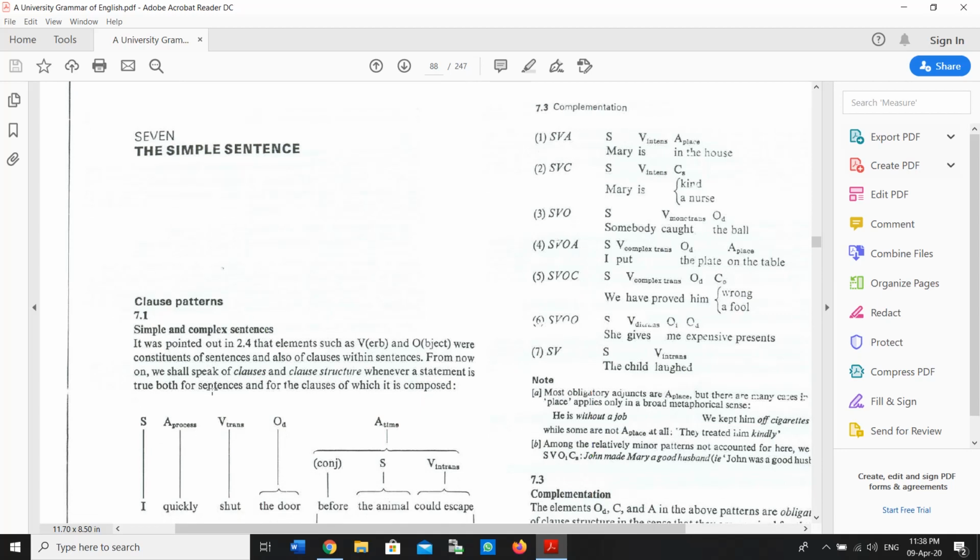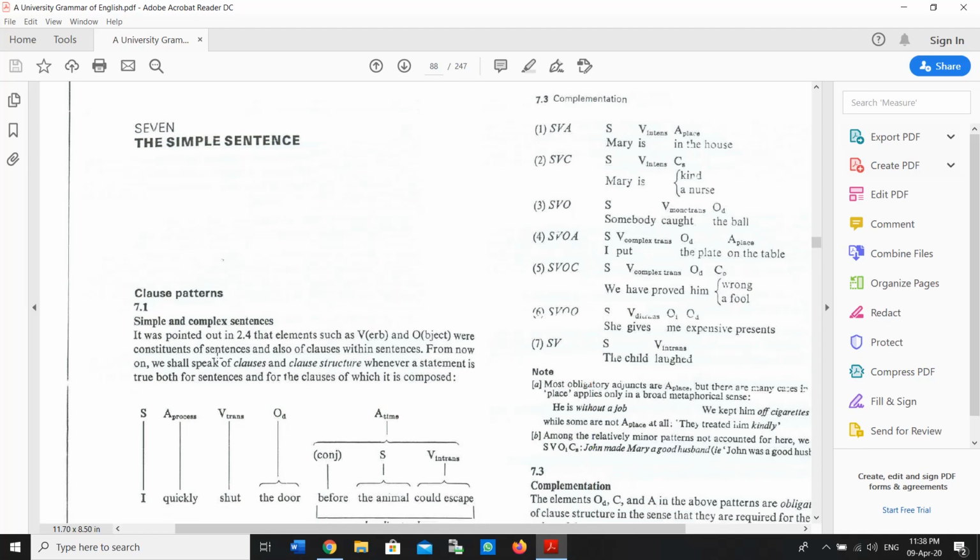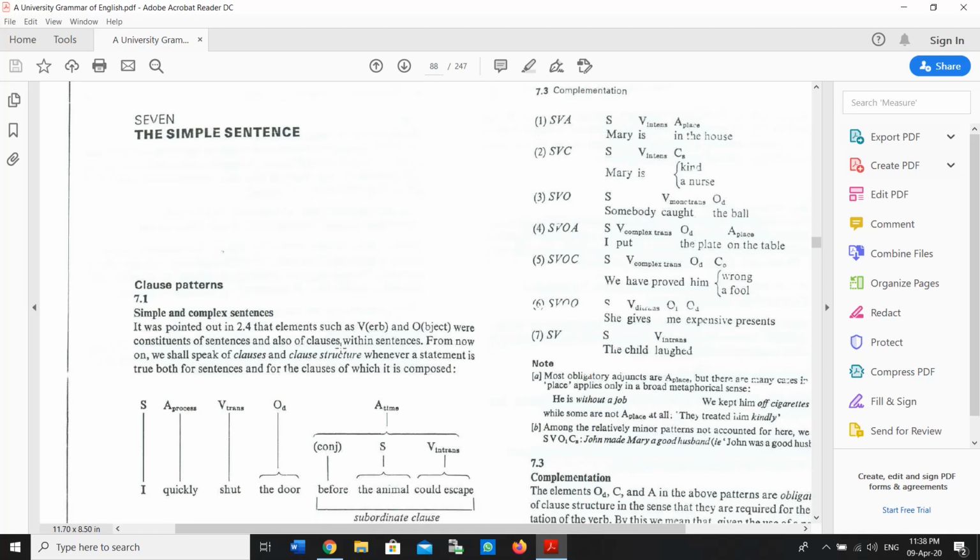Well, today we are going to re-explain the beginning of chapter 7 as I promised you. And we are going to start with the simple sentence because we have explained this before the lockdown. And now I'm going to repeat the beginning of this chapter for those who didn't attend the lectures. So we are going to start with the simple sentence, clause patterns.